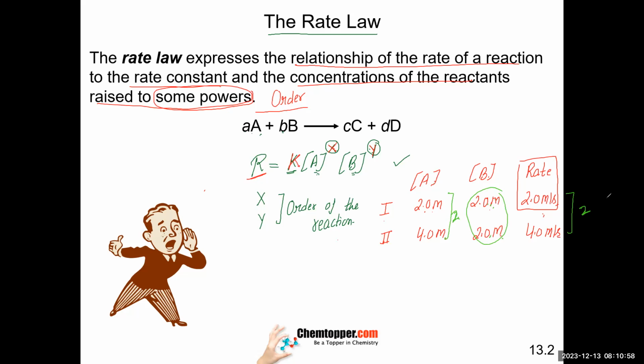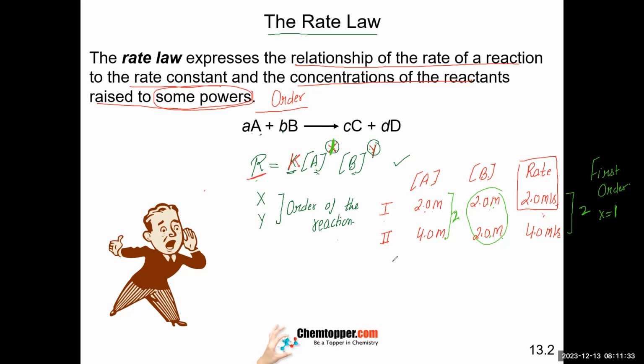So this is called first order. First order means x equals 1. This x is 1. Order is 1. You double A, rate doubles. You make A 4 times, rate has become 4 times. You make A 3 times, rate will become 3 times. Keep asking questions from this part, okay? It's very important, what we are learning.